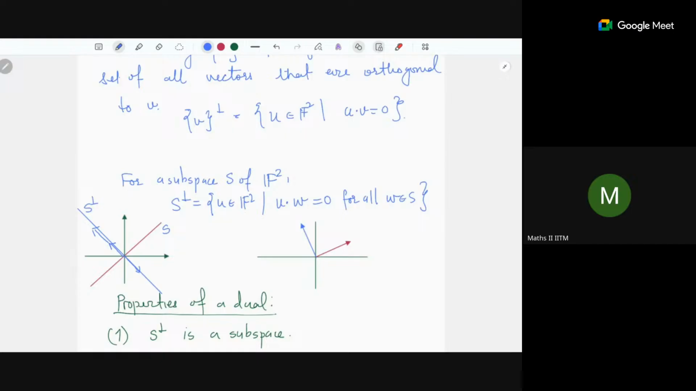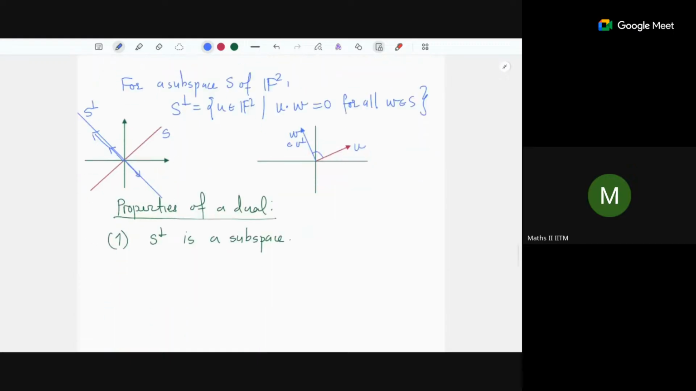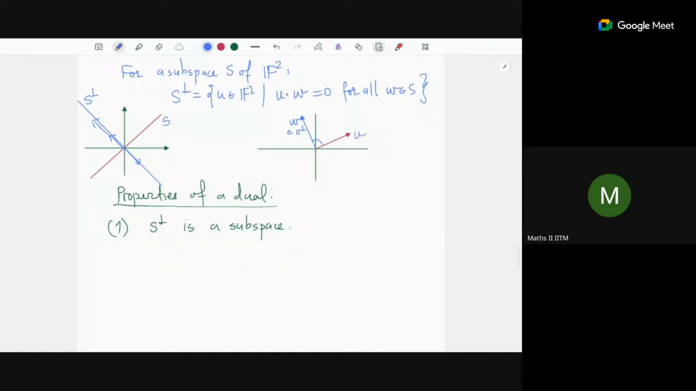So this looks like a perpendicular vector to me. This is V, and this is W, an element in V perp. Anything that is spanned by W will also be in V perp. You need to notice that. So that's the first thing that we have noticed, that S perp is also a subspace.